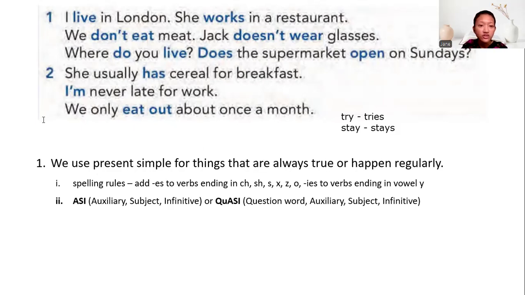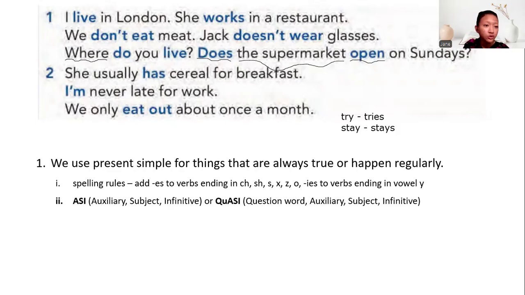And when you make questions and sentences, please pay attention to the word order. So auxiliary, especially when you make questions. Auxiliary, subject, infinitive. For example, does is the auxiliary here. The supermarket, this is the subject here. And open, this is the main verb, infinitive here. But if you have a question word, then put the question word at the beginning of the question and the order follows.